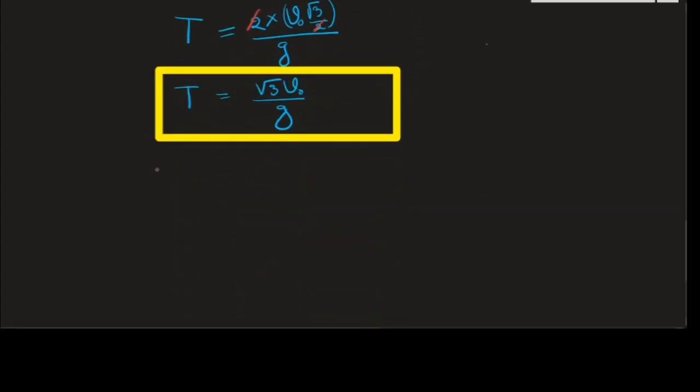So I call the time period of the periodic motion, because going from here to here is only half, the time period will be equal to root 3 v naught by g, going from here to here and again coming back, one cycle is over, then the second cycle is repeated. This we obtain as the time period of the periodic motion.